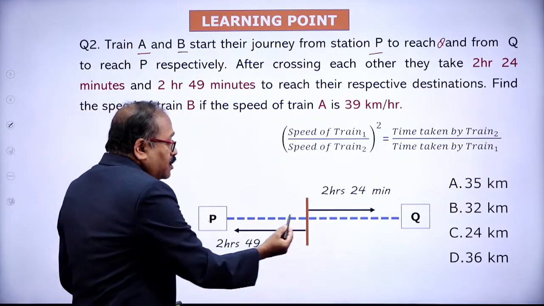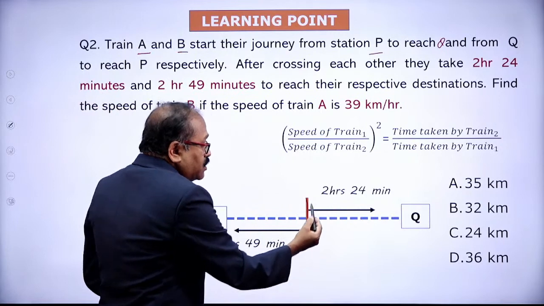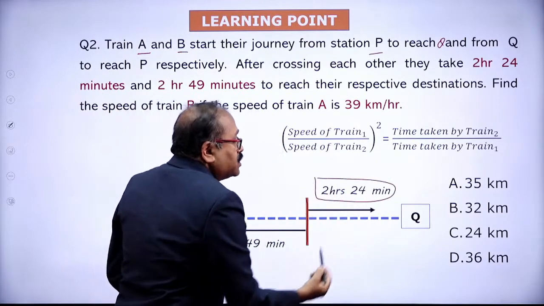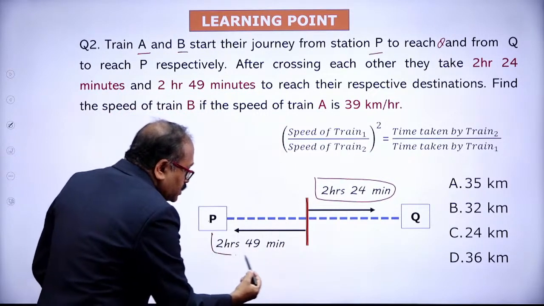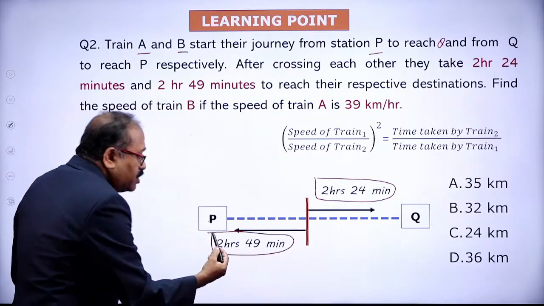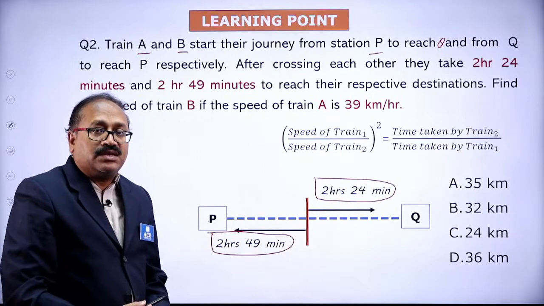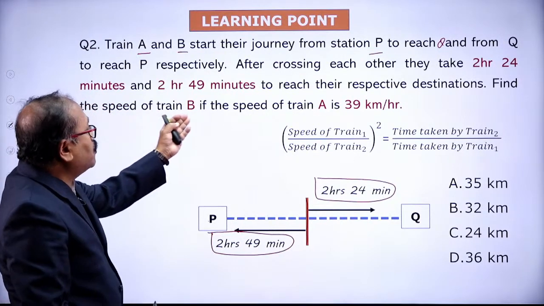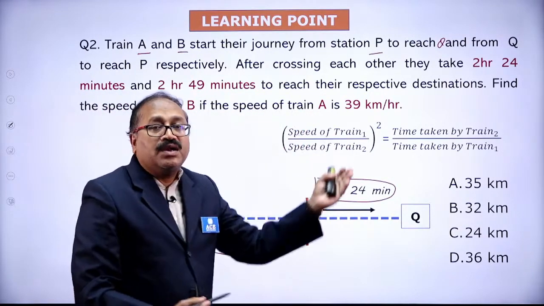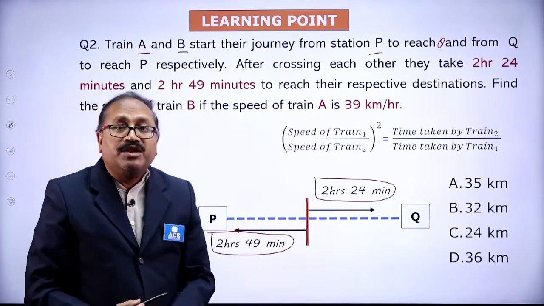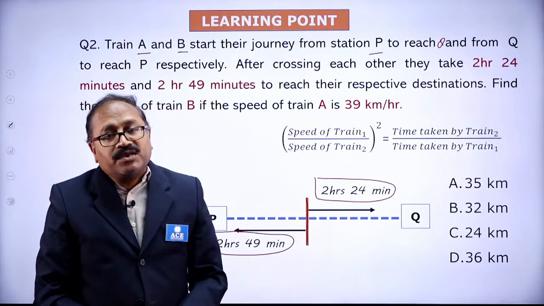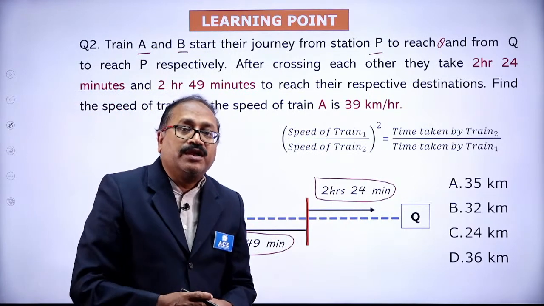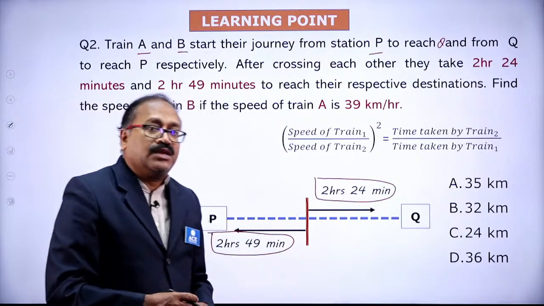Train A, after crossing each other, takes 2 hours 24 minutes to reach the destination, whereas train B takes 2 hours 49 minutes to reach its destination. Now find the speed of B when the speed of A is 39 km per hour. It's once again a very stereotypical question.